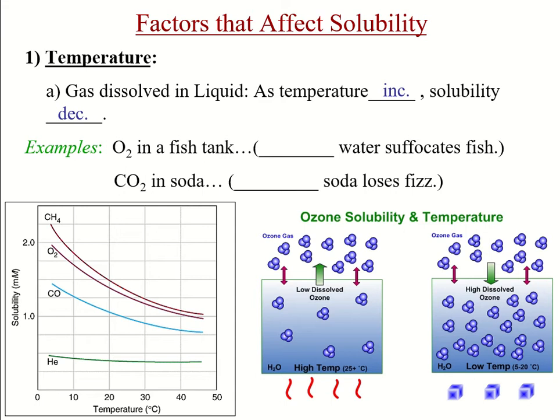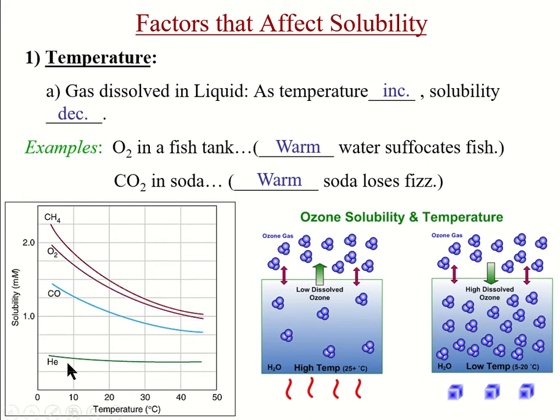Think about a fish tank. If you've ever had a fish tank, you know that you have to be very careful about the temperature of the tank. Warm water will actually suffocate the fish because there will not be enough oxygen dissolved in that fish tank. Another example is your soda. Warm soda loses the fizz, so we typically will keep a soda or a Coke in the refrigerator to keep it nice and bubbly and to keep it from going flat.